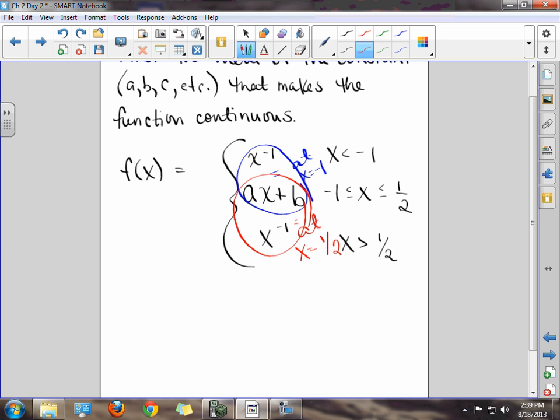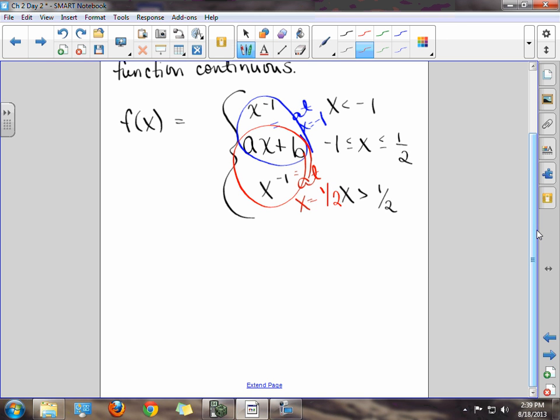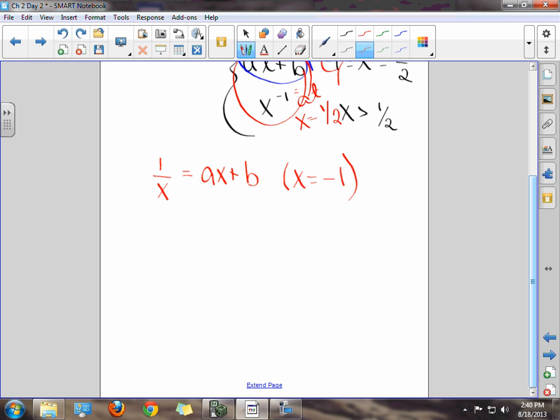So what you want to do is set the first two pieces equal to each other. I have x to the negative 1, which I write as 1 over x, is equal to the second piece, ax plus b. And we want these two things to be equal where our jump is. That's going to be at x equal to negative 1. So if we want these two things to be equal at negative 1, we just plug in negative 1.